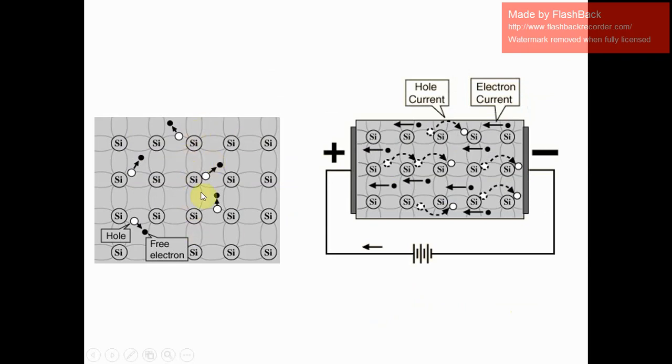In the normal state, when no electrical field is applied, there are some holes and some free electrons. By applying an electric field, the electron current flows in the minus to plus direction and the hole current flows in the plus to minus direction. So in a semiconductor device you have to know the direction of the current.